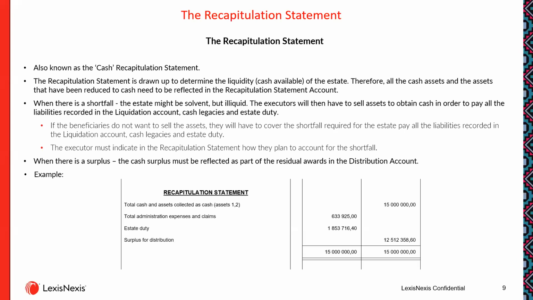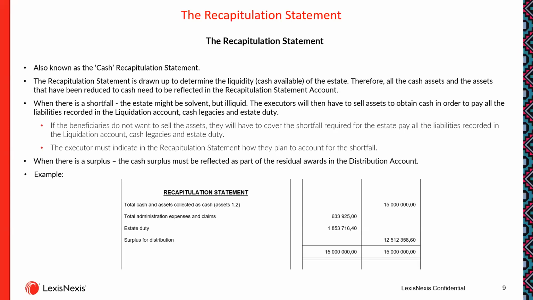So where we have a shortfall then, in other words, we don't have enough cash available in the estate to cover our liabilities and our estate duty, the estate might still be solvent, but just illiquid, meaning that we have an asset value higher than a liabilities value, but there's not enough cash on hand to cover the liabilities. What happens in this instance is we'd have to indicate in our cash recapitulation statement that we have a shortfall and how we plan to deal with the shortfall.